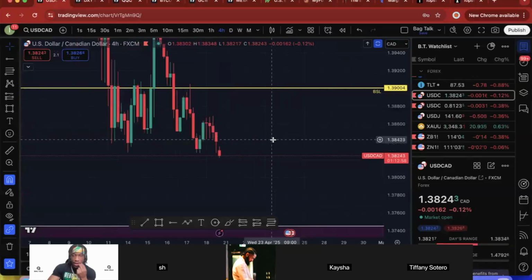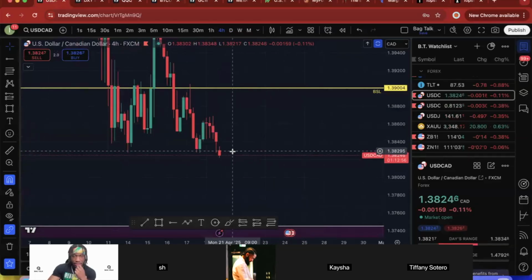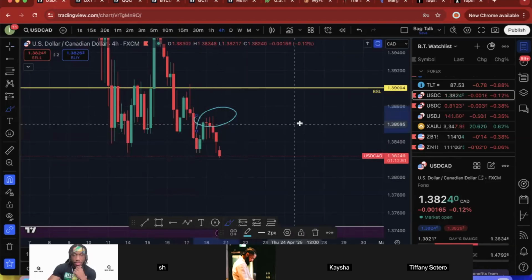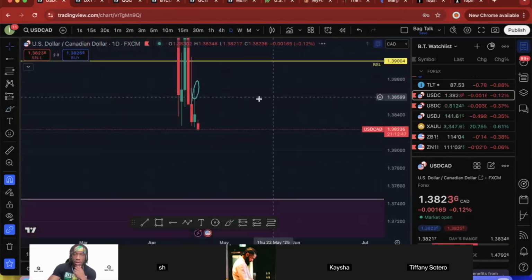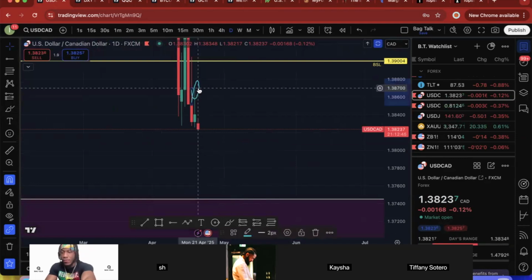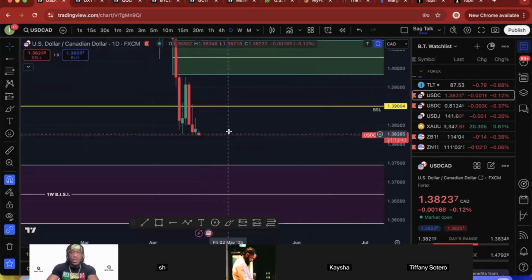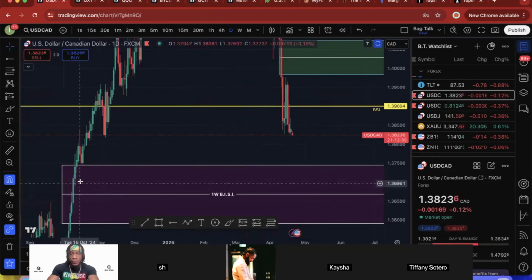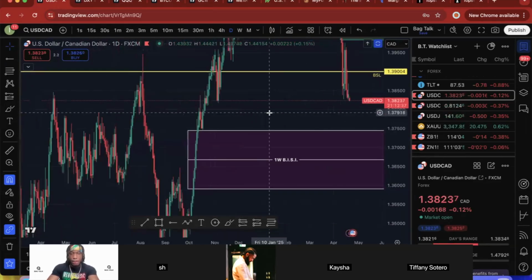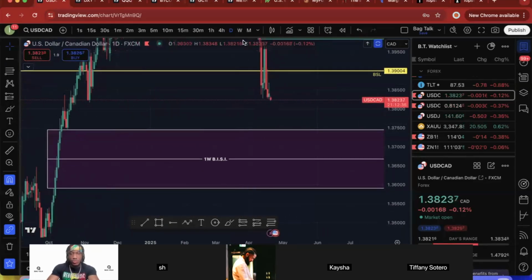Even right now, personally, I want to see it maintain this downside. I'm not really trying to see it disrespect these highs right here. I want to see it just keep breaking down into the purple area below. All right, so that's a low-hanging fruit objective, which is just easy targets for USD CAD. Is that weekly? There's a weekly fair value gap right there. It's very likely to go to.